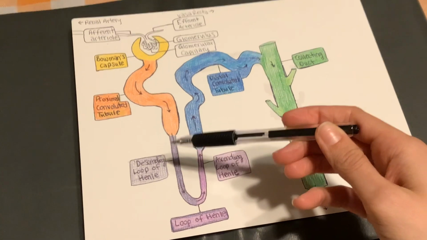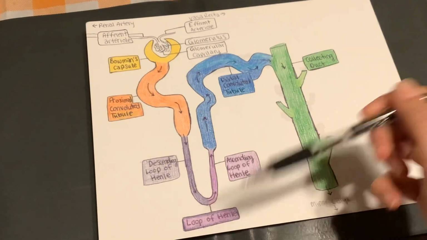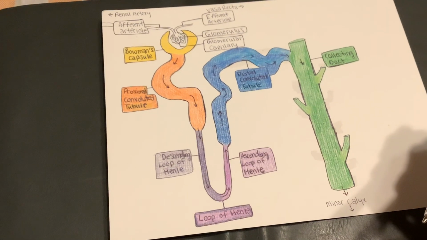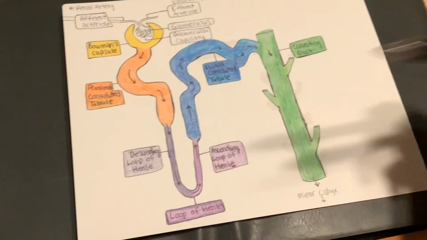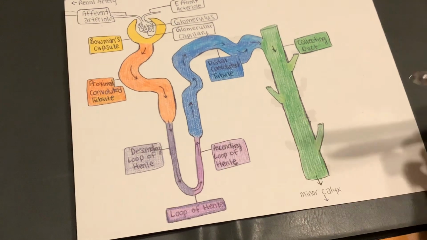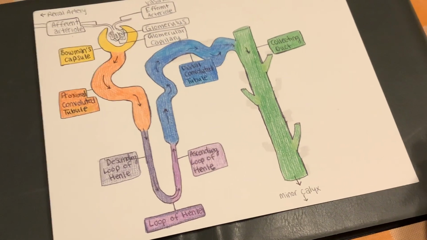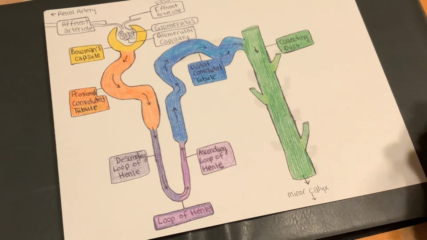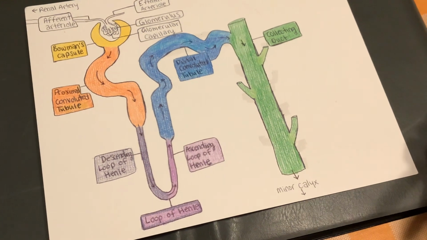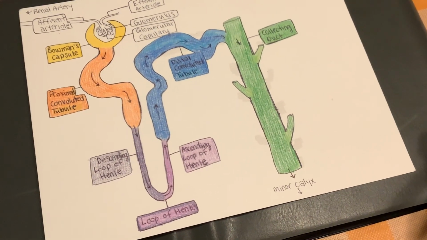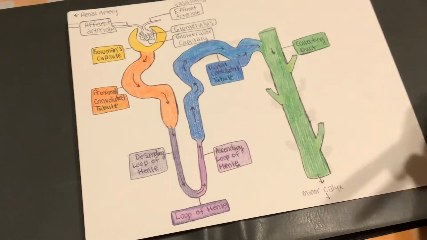Okay, so continuing on to the descending loop of Henle. Actually, this whole part here is the loop of Henle or the nephron loop. Either way is the same thing. But the first part of it is the descending loop of Henle, and that will reabsorb water back into the capillary through aquaporin channels. And then also the ascending loop of Henle, on its way back up, will reabsorb sodium chloride, and that is done by diffusion and then active transport as you get higher up.